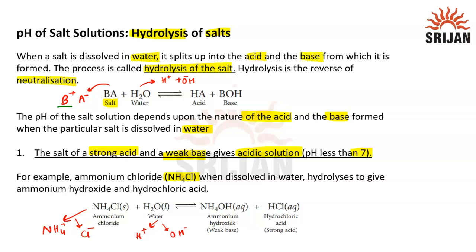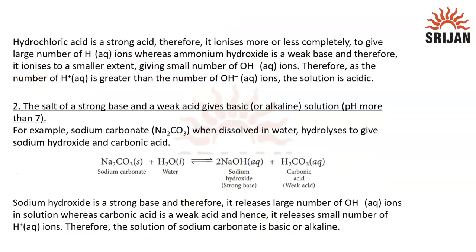So that means we are getting a strong acid, which is HCl. The pH is going to be less than 7 because this acid is very strong, whereas this base is quite weak. That's why the dominance is because of HCl only. Hence the pH is going to be less than 7. The solution is acidic. So its hydrolysis gives us ammonium hydroxide and hydrochloric acid.